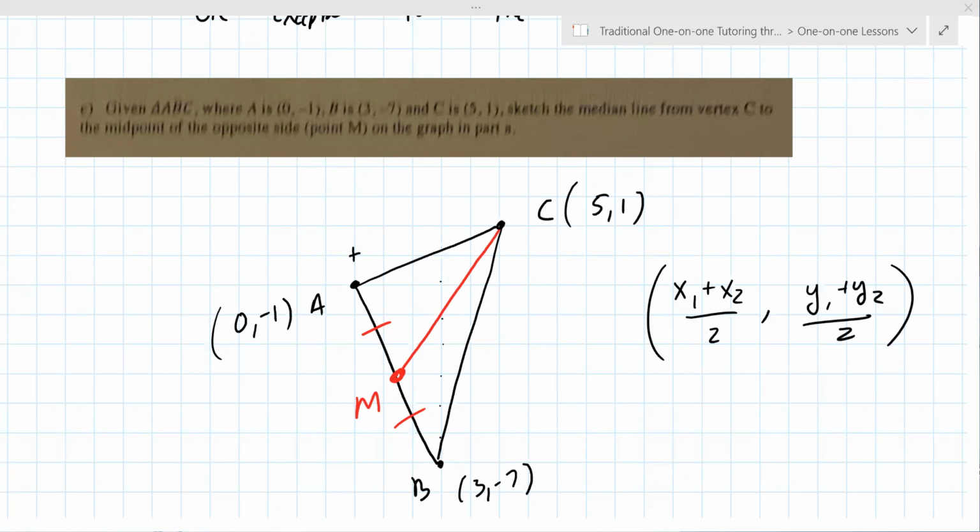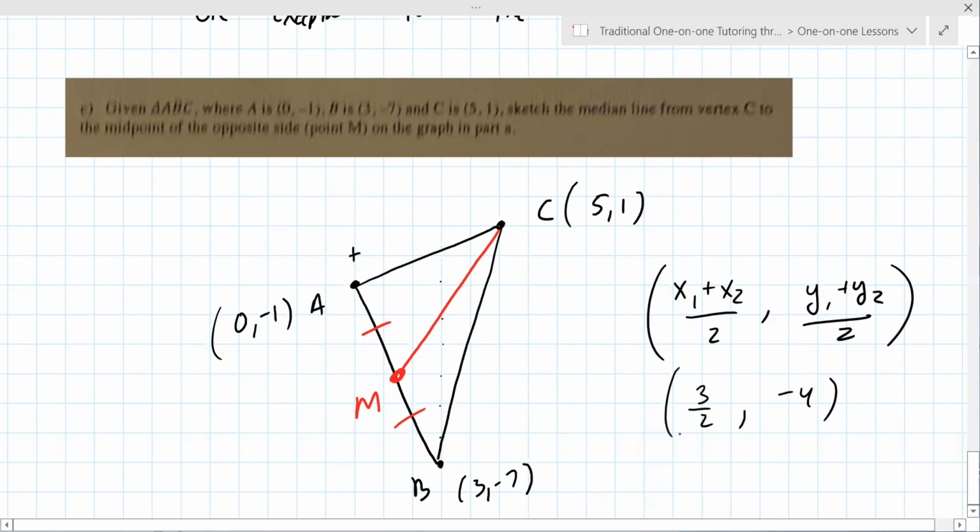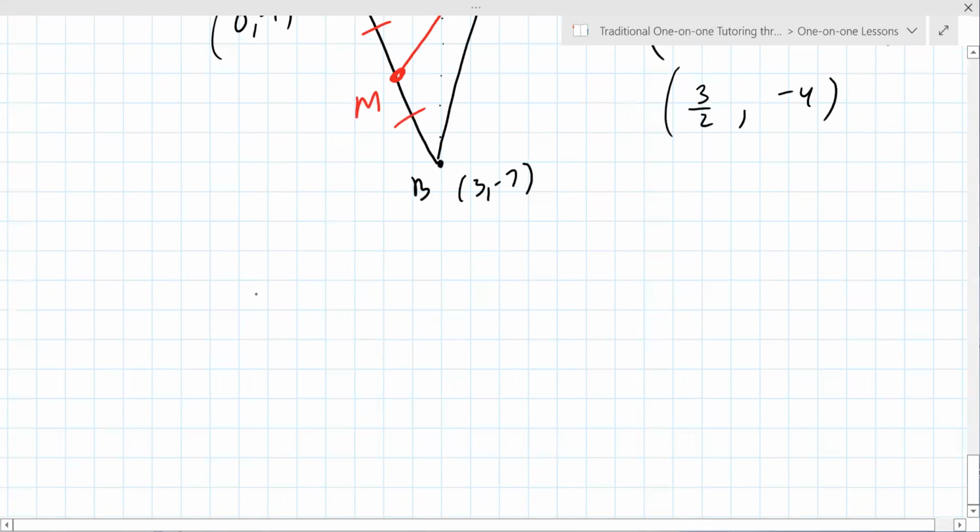Okay, so I got 3 halves and minus 4. It doesn't work out great, but that's okay. Sometimes that happens. Now to write the equation of a line, we used this a lot yesterday: y minus y1 equals your slope, x minus x1.